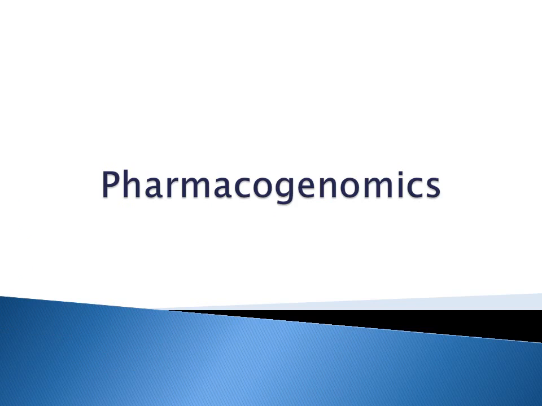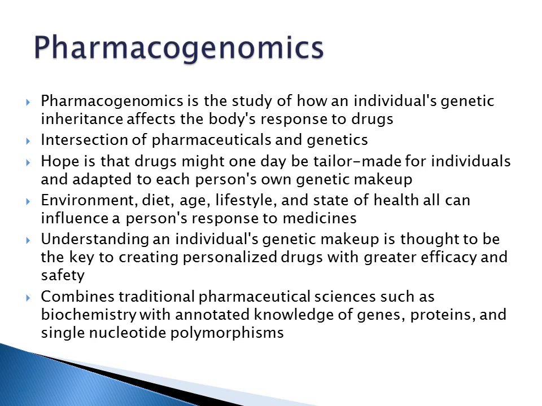So now we're going to move into pharmacogenomics. Pharmacogenomics is the study of how an individual's genetic inheritance affects the body's response to drugs. So the term comes from the words pharmacology and genomics and is the intersection of pharmaceuticals and genetics.